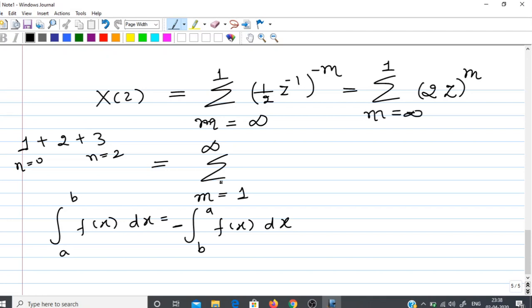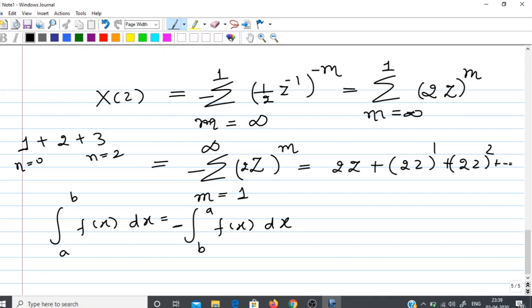So from this, the summation would be m from 1 to infinity, 2z to the power m. And there was a negative sign. So this negative sign I can put here. Now if you expand this summation, what do you get? You get 2z plus 2z to the power 1 plus 2z to the power 2 and so on.